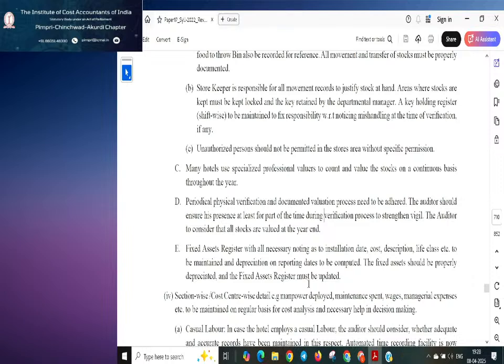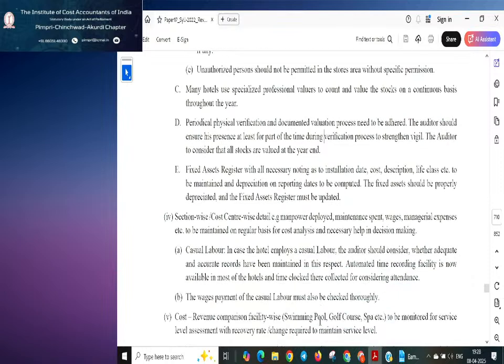Then one important thing on which depreciation is claimed is fixed assets. So is a proper fixed assets register being maintained, taking into account the installation date, what is the cost, what is the description, what is the life, and depreciation, how it is maintained, what is the methodology followed, all that needs to be checked. Then comes section wise or cost center wise detail.